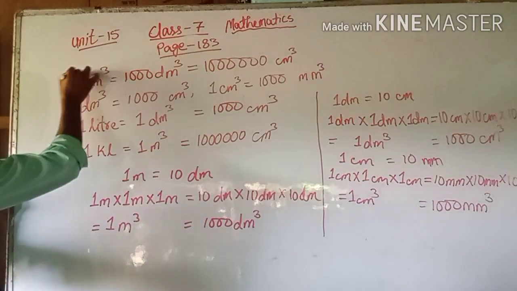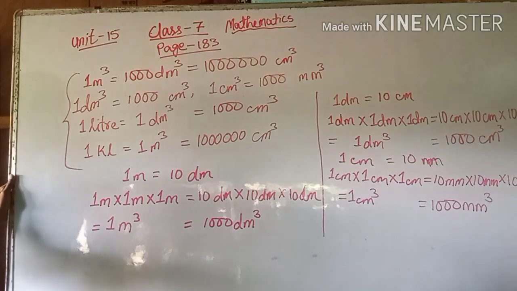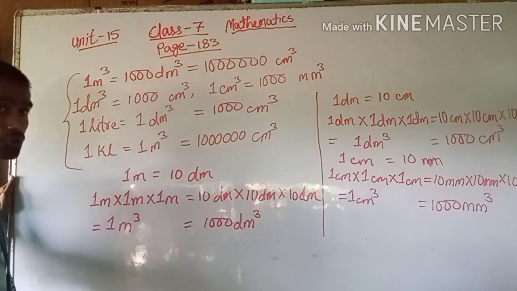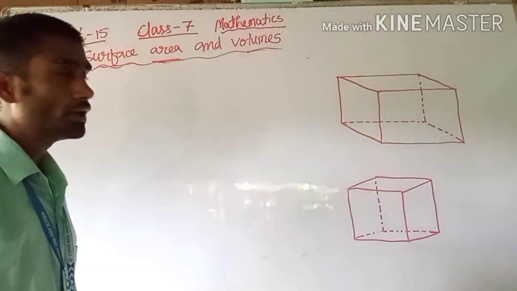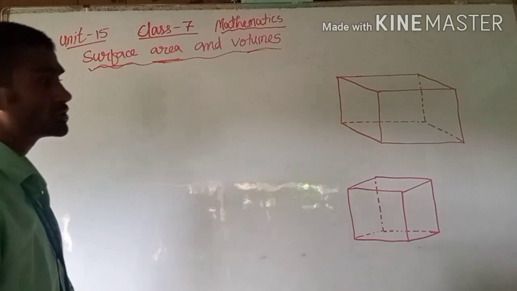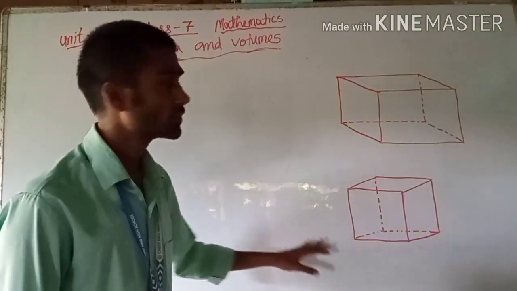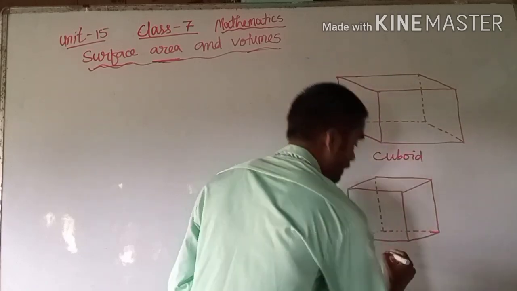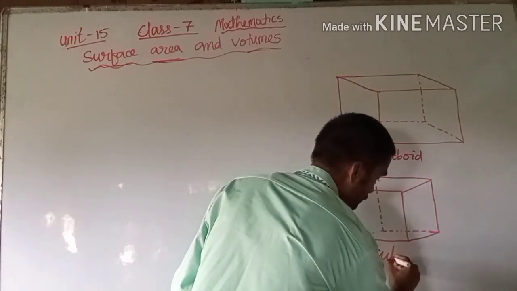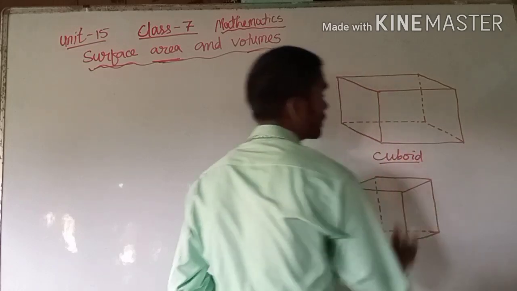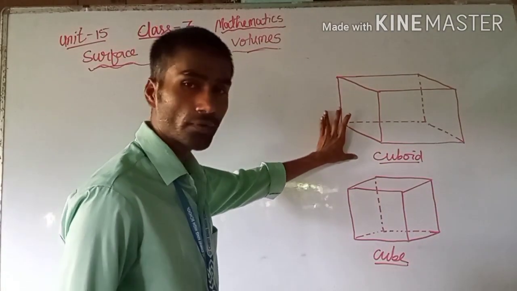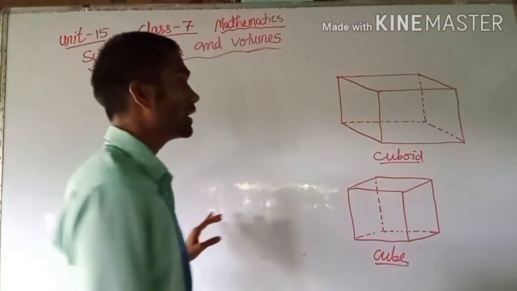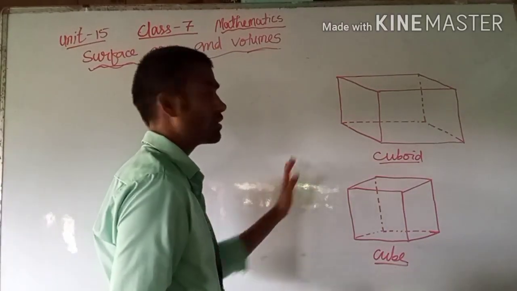So this table, you will have to memorize it and keep in your mind how we can convert it into different units. Now in our first exercise, we are mainly going to discuss cuboid and cube. This is a cuboid, and the second one here I have drawn is a cube. It is just the shape of a rectangle, but when we say rectangle, it is 2D only. That means 2-dimensional only.